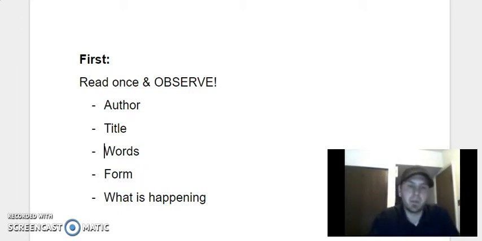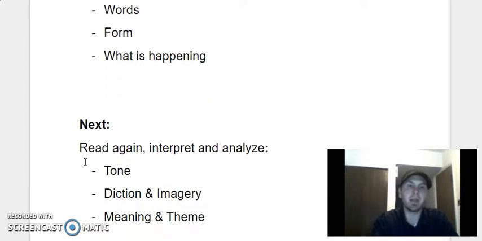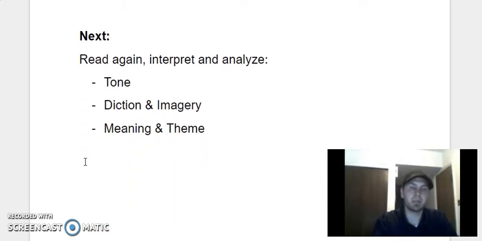Next, we want to move beyond these simpler observations and beyond the surface of the poem and into our interpretation and analysis of the piece. One of the first things to look at is the tone of the speaker. And I want you guys to keep in mind that the author is not always the speaker. Okay? The author may have written this poem from the perspective of someone else. So the author and the speaker are not one and the same. So keep that in mind.